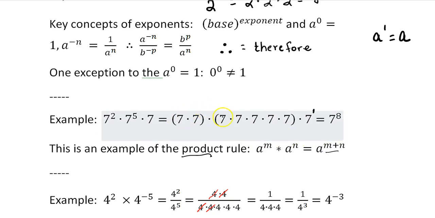So it's like, there's my 2, there's my 5, there's my 1. I add those all together, and that's how I get to my 8. All right.